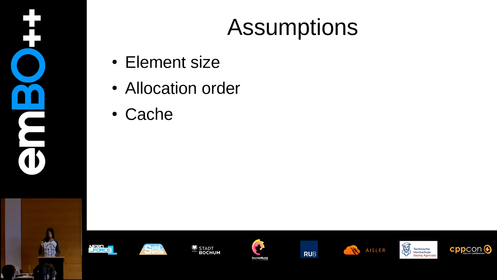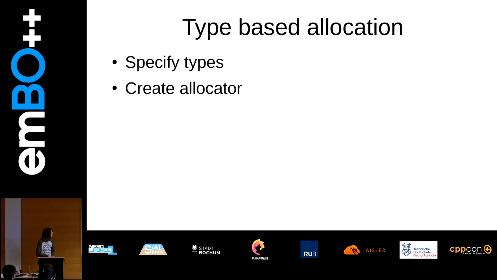So that's where type-based allocation comes in. Basically, when you create a type-based allocator, you first specify which types you want to be able to allocate. And then, based on that, you build an allocator that uses those sizes to reduce the fragmentation in the allocator.